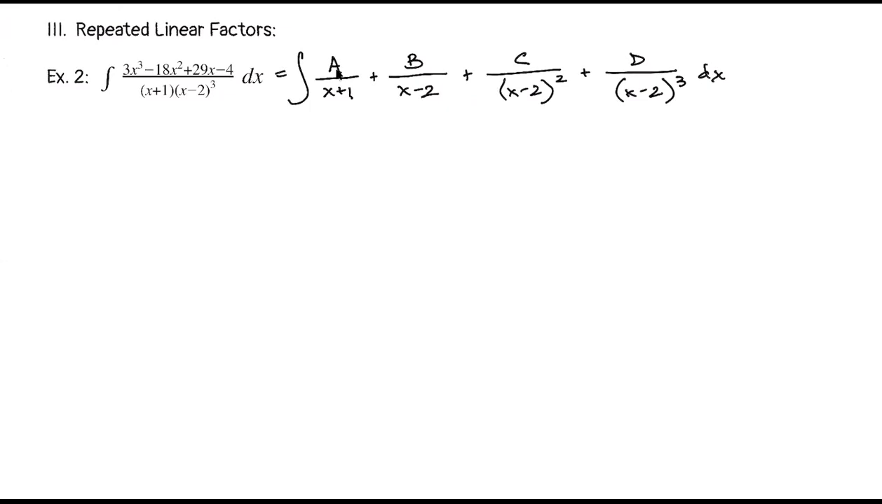Okay. So I thought we would try one where we have a repetition 3 times just to get the feeling of how we set them up. And I love that we remember from earlier that all of the numerators are going to be constants rather. So an A, a B, a C, and a D, all right?